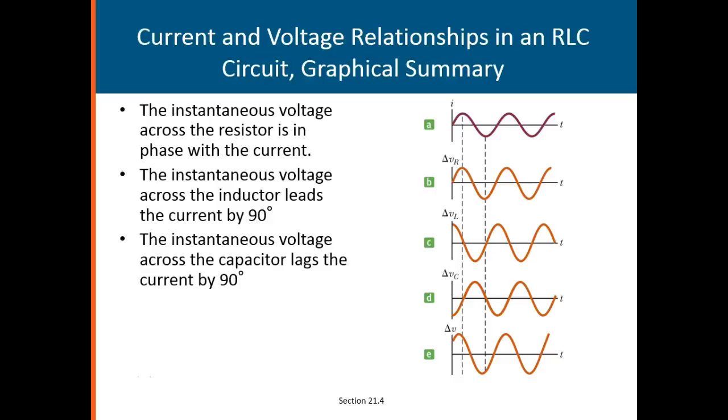How about the inductor? What's true about the voltage in an inductor? Say again? It leads. It leads the current by 90 degrees. So if the current is here, that means since the inductor voltage leads it, that would be over here. So there's the inductor voltage here. So that's a different phase from the voltage across the resistor. How about the capacitor? It lags the current. So therefore, when the current is here, the delta V across the capacitor would be back here because it was 90 degrees behind. So there is the instantaneous voltage across the capacitor.